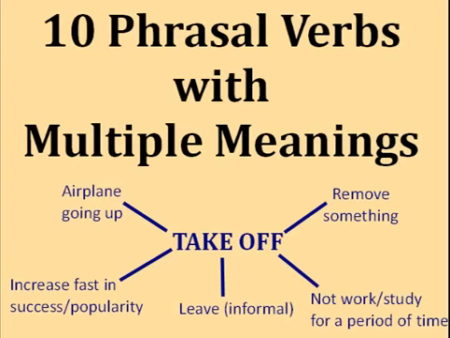Now, to refresh your memory, a phrasal verb is a 2 or 3 word verb with a main verb and a preposition, like the example in the picture, take off. Now, phrasal verbs are very similar to each other. For example, we have take off, take out, take on, take over, take up, and all of these are different. And also, one phrasal verb can have multiple meanings.